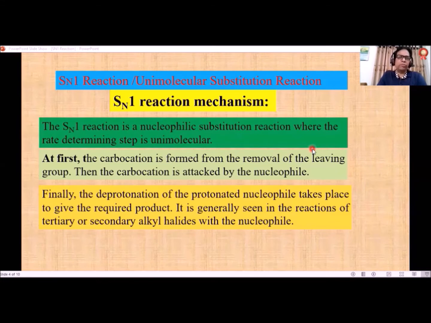SN1 reaction mechanism. The SN1 reaction is a nucleophilic substitution reaction where the rate determining step is unimolecular. At first, the carbocation is formed from the removal of the leaving group. Then the carbocation is attacked by the nucleophile. Finally, the deprotonation of the protonated nucleophile takes place to give the required product. It is generally seen in the reaction of tertiary or secondary alkyl halide with a nucleophile, that is, hydroxide ion.